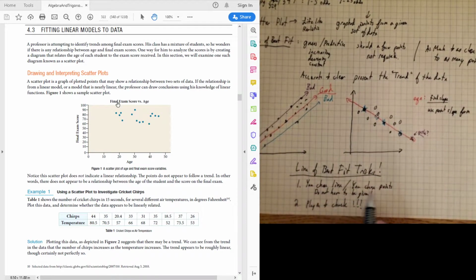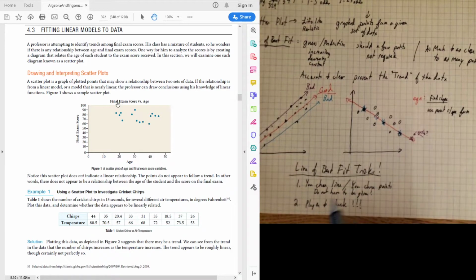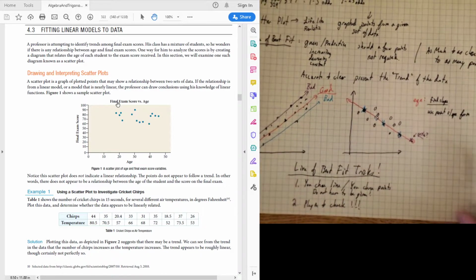You can choose the line, so you can also choose the points. So make sure to choose points that are easiest to work with. These do not have to be points that are given to you. So make sure to use points that are best available based upon what you chose as your line of best fit. And then always make sure to check your work for these.